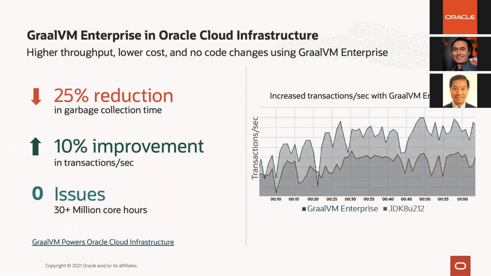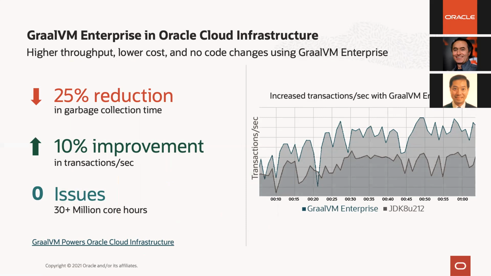At Oracle, we have been using GraalVM ourselves. So on Oracle Cloud Infrastructure, the cloud platform, which is all across the world now in multiple data centers, we have been moving workloads onto GraalVM. One of the first was the monitoring service, which does telemetry. They're gathering data from all the other services, monitoring their performance. In this case, you can see that the OCI monitoring service saw a 25% reduction in garbage collection and an overall 10% improvement in transaction throughput.